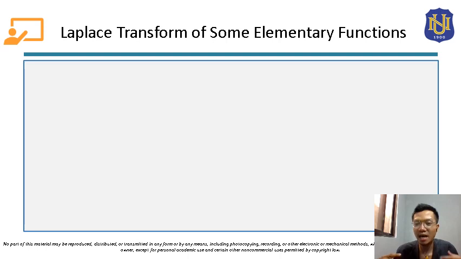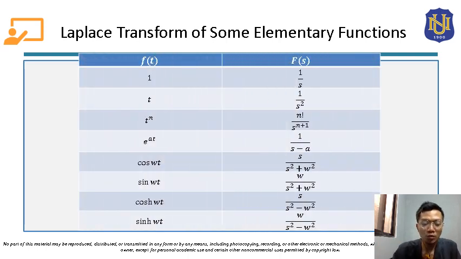Okay, so the Laplace transforms that we solved from our examples are actually the derivations of the Laplace transforms of some elementary functions. So we already derived the Laplace transform of 1, and we know that that is 1 over s. We already derived the Laplace transform of t, and we know that that is 1 over s squared. For t raised to n, we did not derive this, but its Laplace transform is n factorial over s raised to n plus 1. For e raised to at, we derived this also, and we know that its Laplace transform is 1 over s minus a.